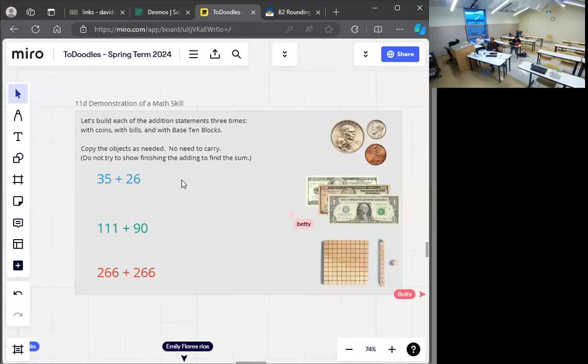So if you're willing, pick one of the colored problems, top or middle or bottom. Pick to use coins or bills or blocks, whichever you want, and build that problem. And feel free to say, I'm gonna make the green 90, or I'm gonna make the blue 26, if you want to share a problem with someone.